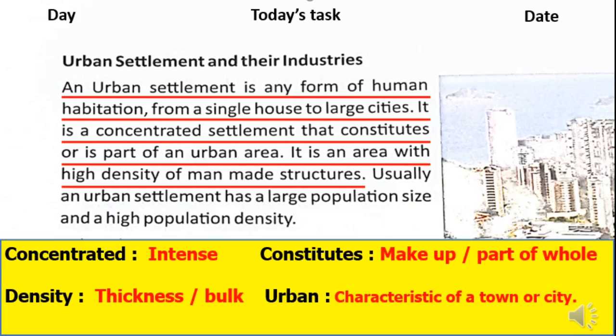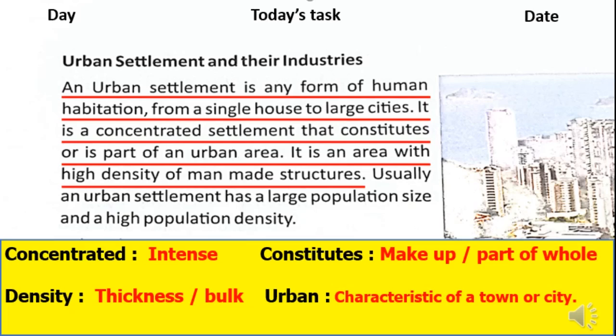It is an area with high density of man-made structures. This is an area where man-made structures are present in very large numbers. Usually an urban settlement has a large population size and a high population density. In any urban settlement, the population is very large and the population density is also quite high. So I hope that this paragraph is clear, and now we will get to some of the meanings.